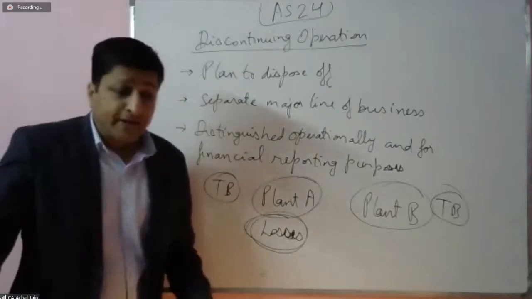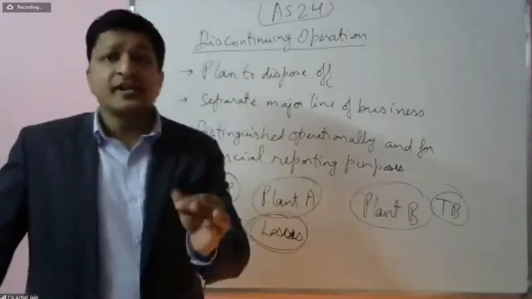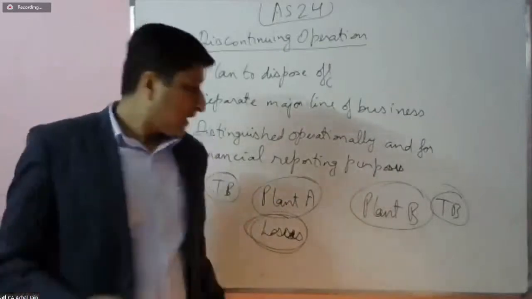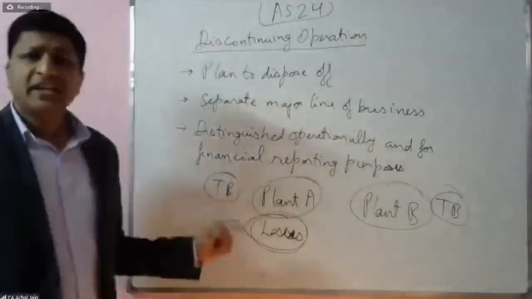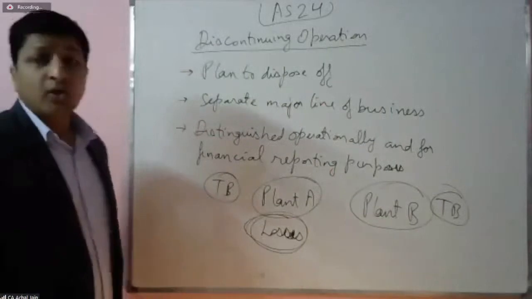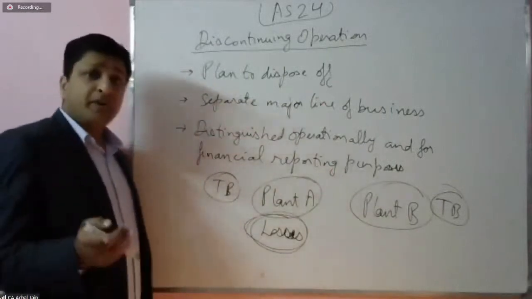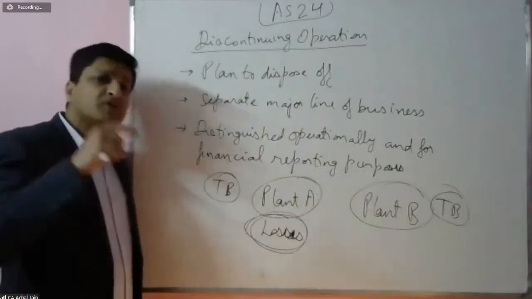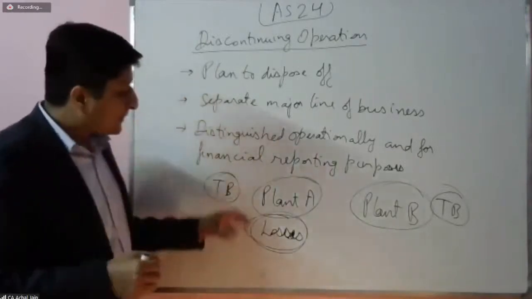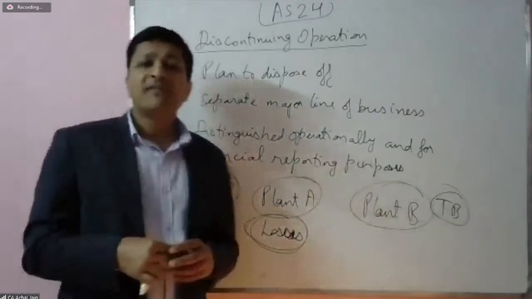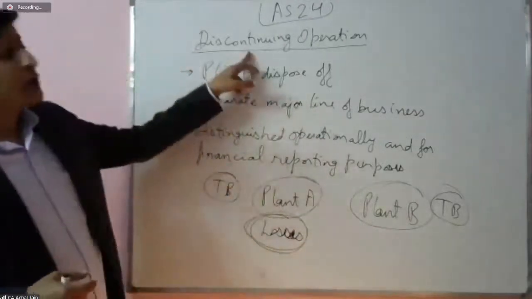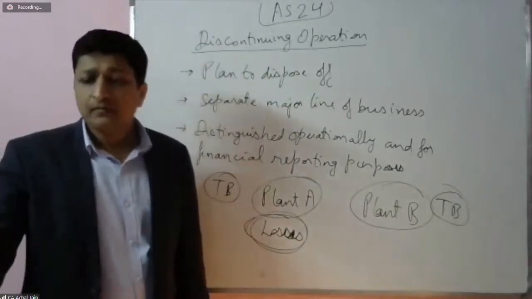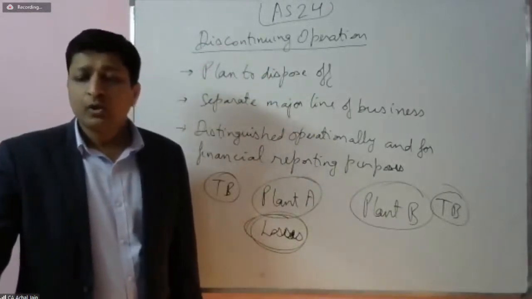Now, because this plant is still running, the company has not shut this plant. This plant is still running, even though it has been making losses. And because the company has a plan to discontinue, to dispose it of, that's why this operation of the company will become discontinuing operation.